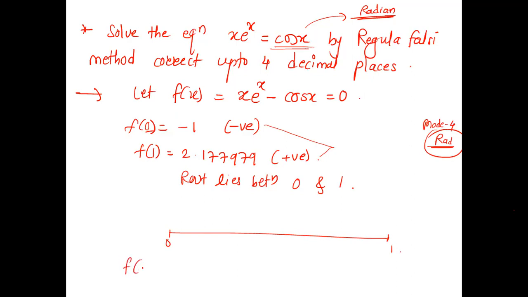So we start with f of 0.5, exactly half between this. So calculate for x is 0.5. What do you get? Minus 0.05322, something. Negative, right, which is negative. So find f of 0.6.